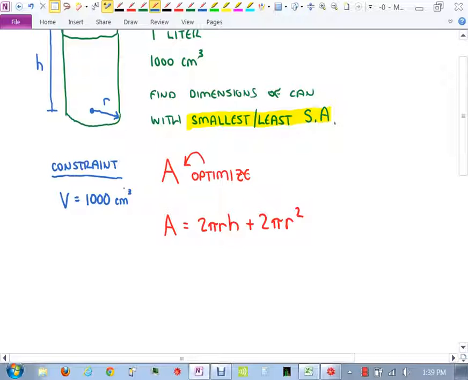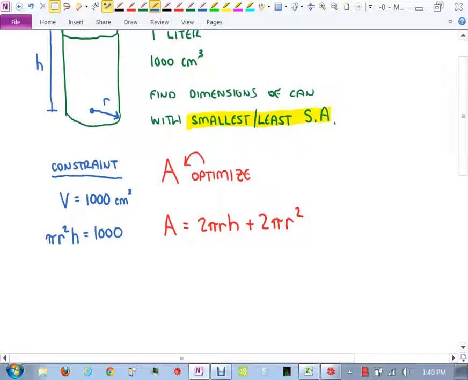What is the volume of a can, though? What's the volume? It's a different formula. It's pi r squared h, isn't it? Okay. Pi r squared h is 1,000.